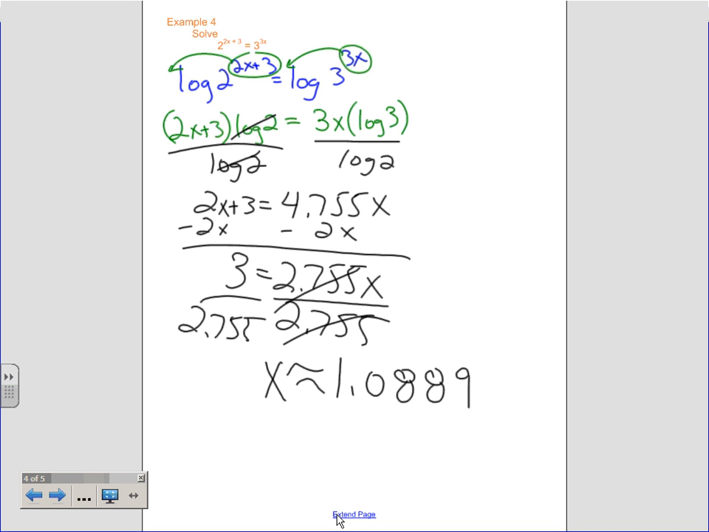Okay. Are there any questions? Any questions why we use a logarithm to do it? It's either that or guess and check, which, as you can imagine, could take a while with some of these. All right.